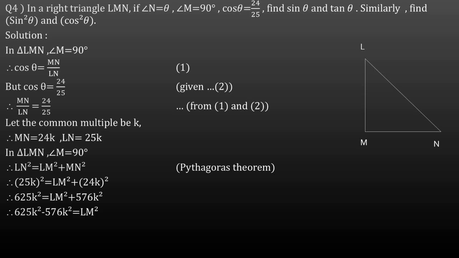Now 625 and 576 we take on the left hand side of the equation, so 576 gets subtracted from 625, and on the right hand side we are left with Lm square. So we get the value of Lm square as 49k square. Taking square root on both sides of this equation, we get Lm is equal to 7k.